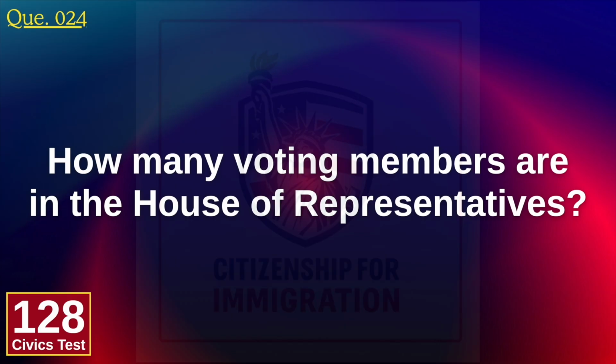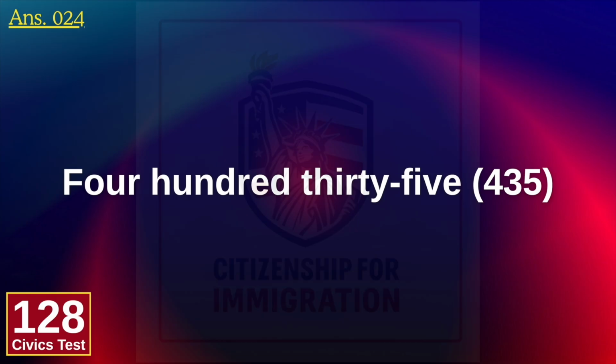How many voting members are in the House of Representatives? 435.